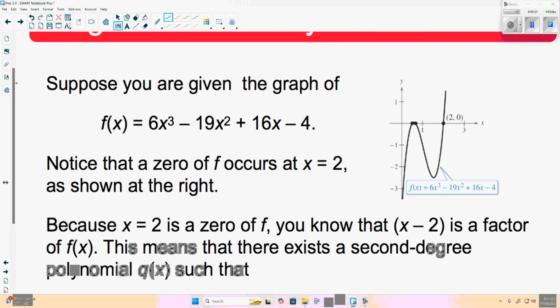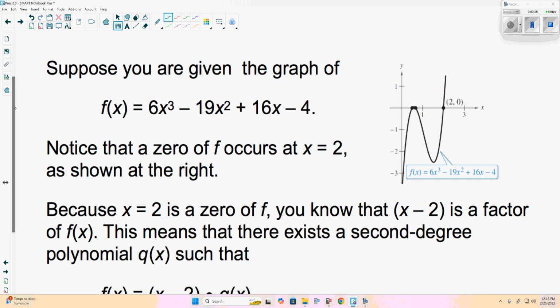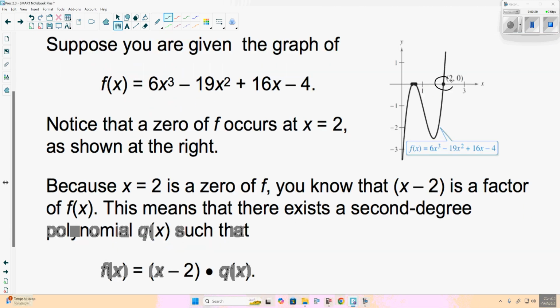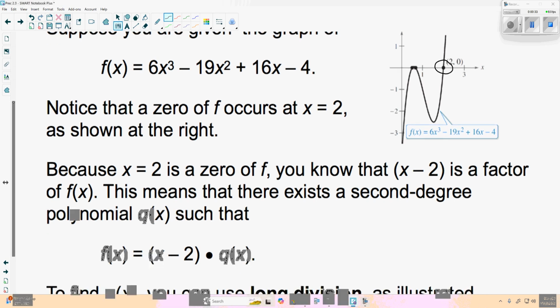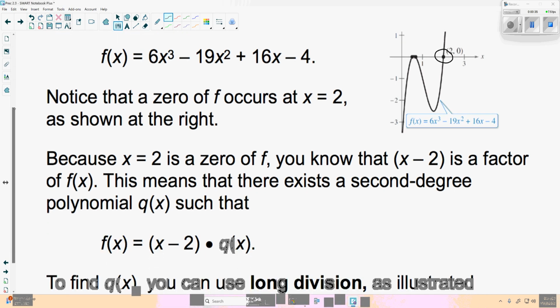Now, if you notice, a 0 of f occurs at x equals 2, as shown on the graph here. Because x equals 2 is a 0 of f, you know that x minus 2 is a factor. Because if it's a factor, it's a 0. It's a solution, it is a factor. So x equals 2 is a solution. If we subtract 2 from both sides, we get that x minus 2 is equal to 0, so it is a factor.